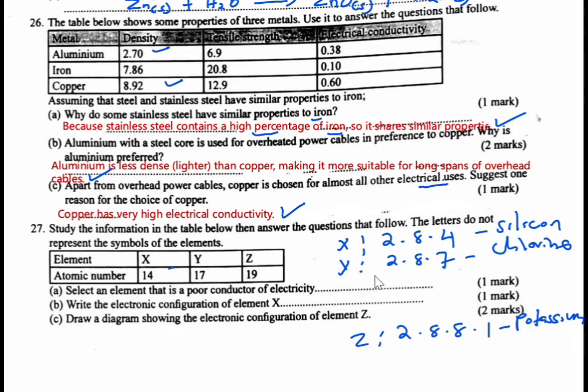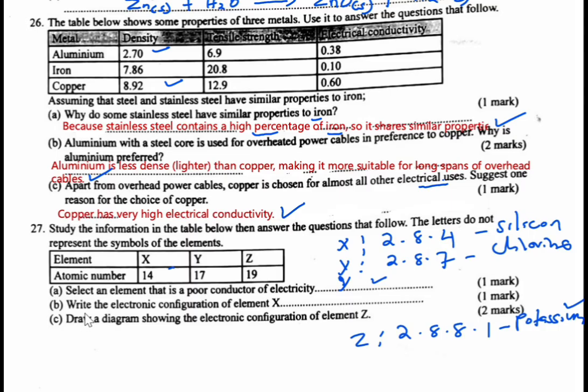So which one is a poor conductor of electricity? From this given information, you know that this is a metal. It is a very good conductor of electricity. What about these two? Silicon is a metalloid. What about chlorine? Chlorine is a non-metal. And therefore, the one which is a poor conductor of electricity is chlorine. Chlorine is a non-metal. Therefore, we're going to say it is element Y. Don't say chlorine. Just say the element letter that you are given. So it is element Y, to get that 1 mark.